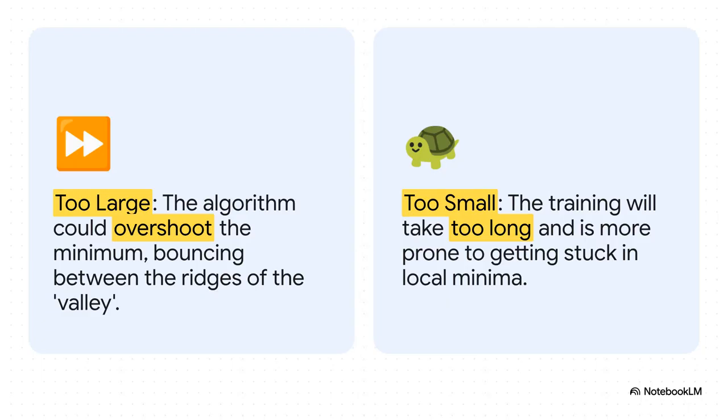So how big of a step should our hiker take? Well, that's controlled by something called the learning rate. If you set it too high, it's like taking these giant, reckless leaps down the mountain. You could completely overshoot the valley and just end up bouncing back and forth between the ridges. But if you set it too low, it's like taking tiny, shuffling baby steps. Sure, you'll get there eventually, but it could take an unbelievably long time. Finding that just right learning rate is a real art.